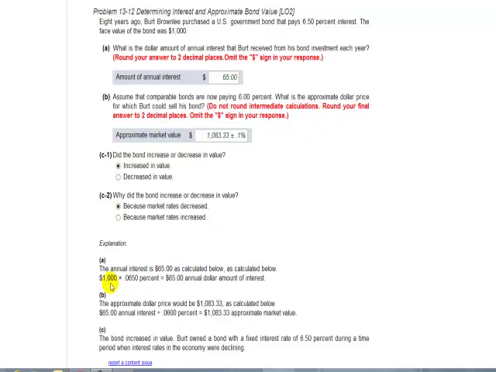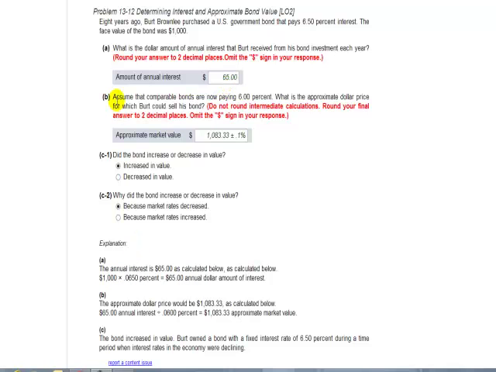Well, he received $1,000, which is the face value, times 0.0650 interest, or $65 per year. And interest on a bond is always based on the interest rate times the face value, in this case $65.